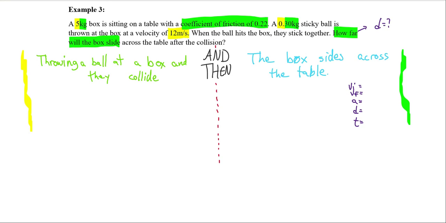Well, I know the box is sliding across the table and there's friction, so it's slowing down. And if I ask how far it slides, I want to know how far will it go until it stops sliding. Well, that implies that our final velocity is 0 meters per second. However, we have no information about the initial velocity, nor do we have any information about the acceleration, nor do we have any information about the time. Well, what sort of things can we figure out?